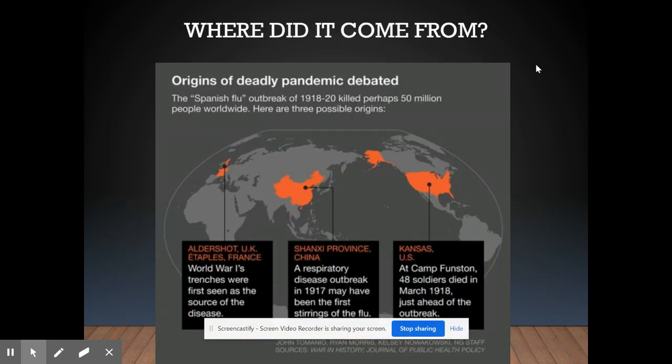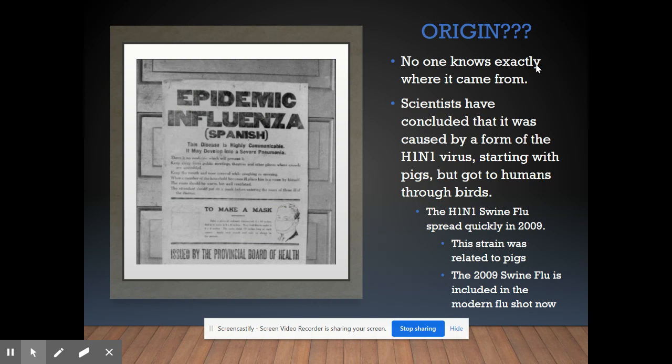Where did it come from? Three possibilities. The one I've heard most is in Kansas. It could have come from China or in the UK as well. So it is a form of the H1N1 virus. So you're going to listen to a podcast about what that means.